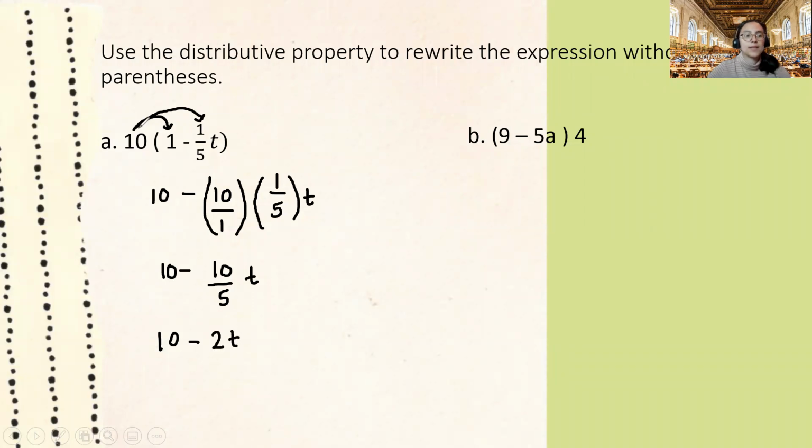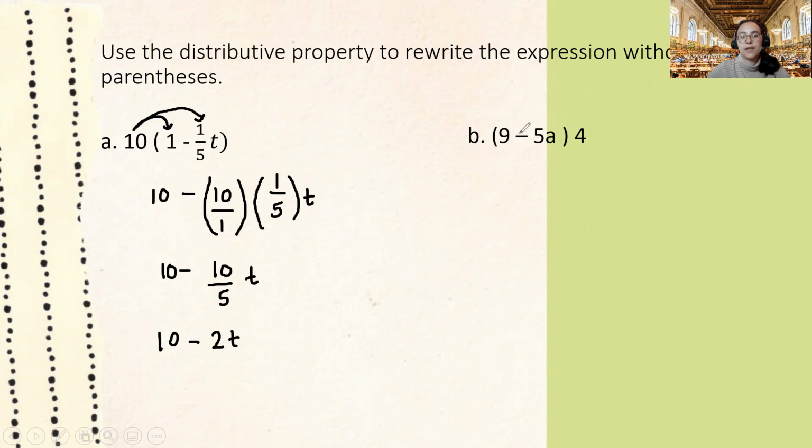Okay, so what I did is I distributed this into this parentheses, whatever I had in here. So 10 times 1 will give me 10. Then I multiplied it by, I distributed to this fraction and this variable. And what I did was I put the 10 over 1 to multiply these two numbers together. Then I multiplied the numerators times the numerators, the denominators times the denominators, and then I realized that I could reduce this. 10 divided by 5 will give me 2, and I brought down my t. So this is my final answer.